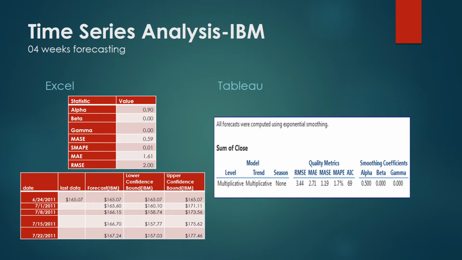Here are some of the errors from the error analysis from the IBM time series analysis. As you can see, the MAPE is at 1.7 percent, so that's not too bad. That definitely shows the trend line is pretty close.